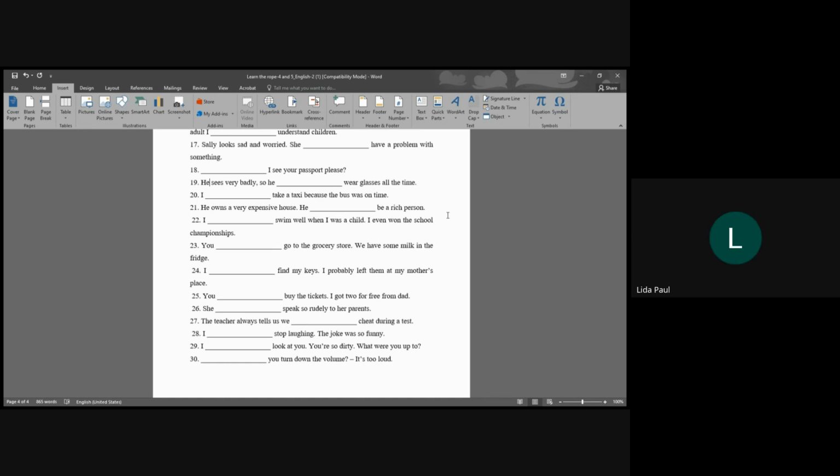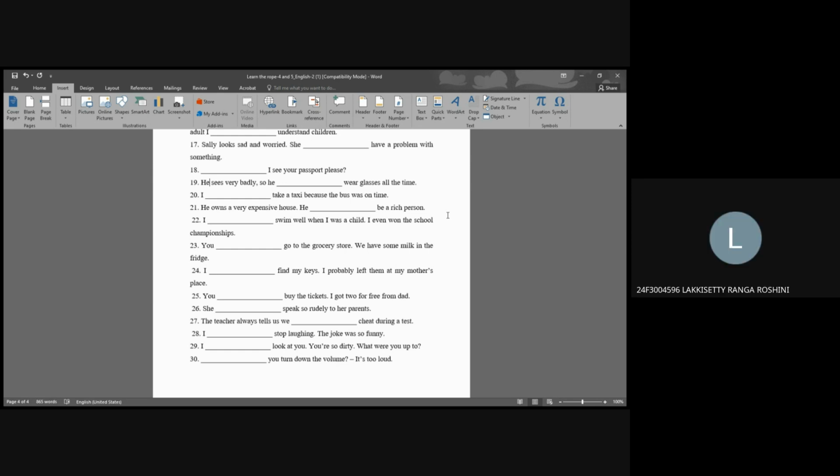Okay. So 26, "She dash speaks so rudely to her parents." She shouldn't? She may not speak so rudely? She may not speak. No, this is not a choice. She can't speak so rudely to her parents, right? She can't. So that says certainty. It can't be her. It can't be this. She basically must not.